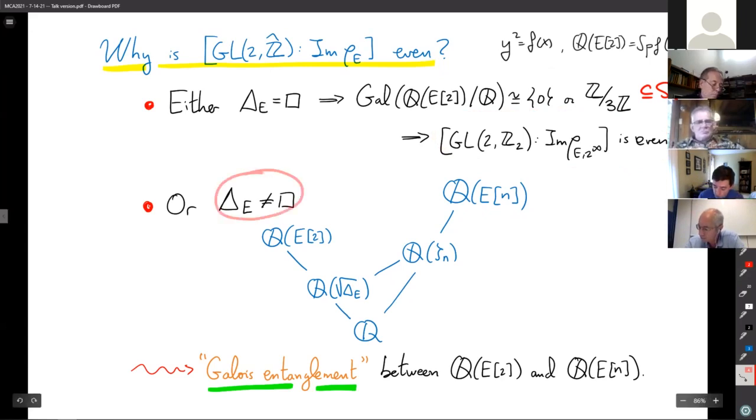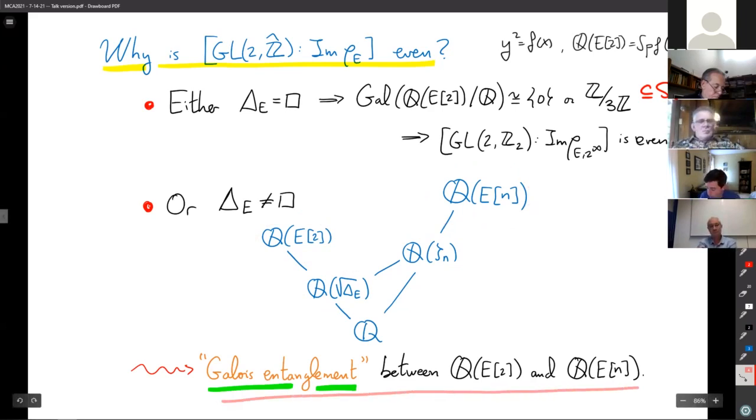The other possibility, which I think is more interesting, is if the discriminant is not a square, then class field theory tells you there's going to be an entanglement between 2 different division fields. This is the field of definition of the 2 torsion points and the field of definition of the n torsion points. In the field of definition of the 2 torsion points, we always have the square root of the discriminant, but by Kronecker-Weber, this is an abelian extension. It's an extension of degree 2, so it has to be contained in a cyclotomic field. And by the existence of something called the Weil pairing, this cyclotomic field has to be contained in the n division field. So this quadratic extension is in both the 2 division field and the n division field, and that's what we call an entanglement between these division fields.